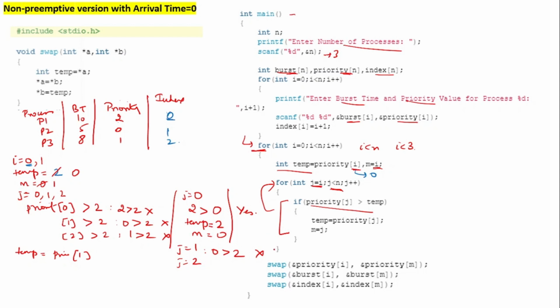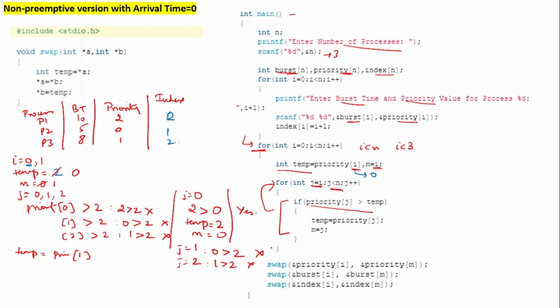Okay, and if j is equal to 2, now in that case I'll again check whether the priority of j is greater than 2. So this one, is it greater than 2? No. Again this particular thing is not implemented, and then this particular loop gets finished.